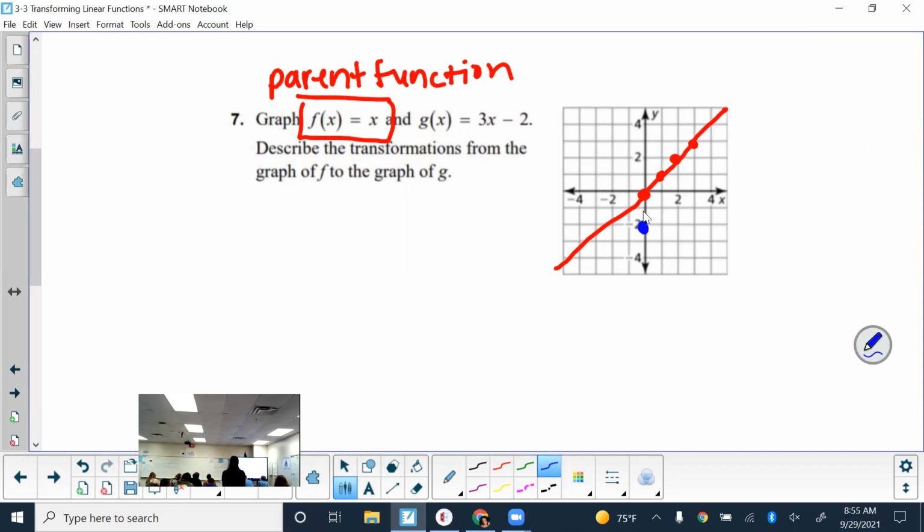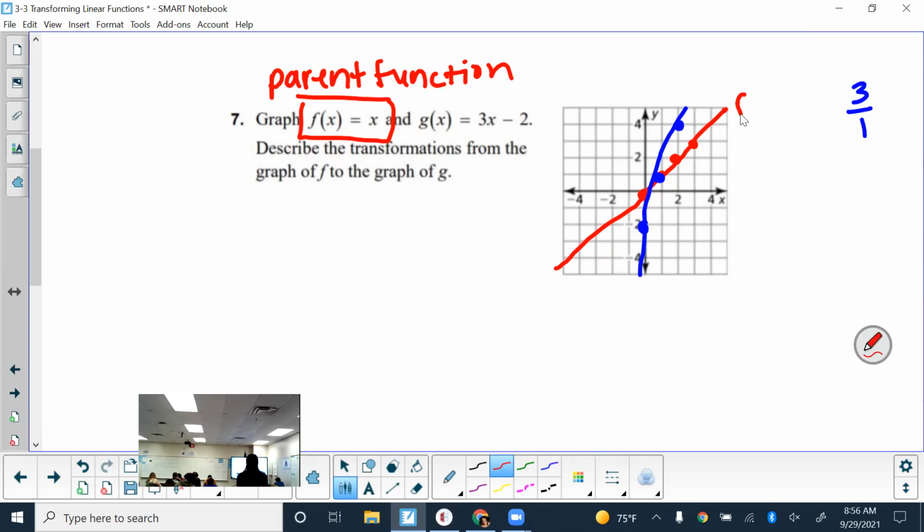So we're going up 3 to the right one. Always rise over run. So we're going up three to the right one and making our straight line there. Just bear with me, it's hard to make straight lines on here, but you get the point. All right, and then it says describe the transformations from F to G.